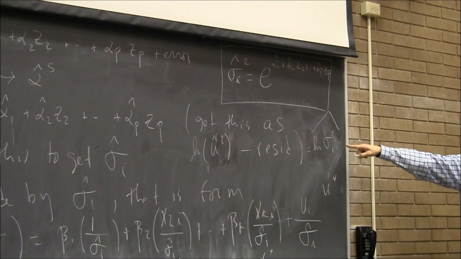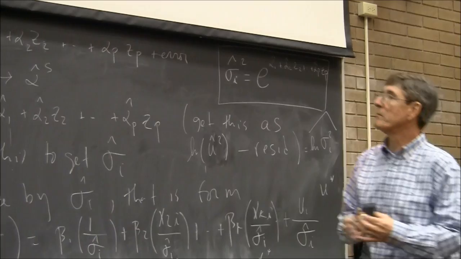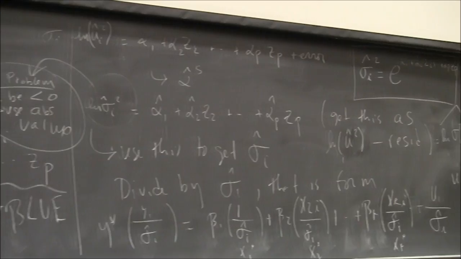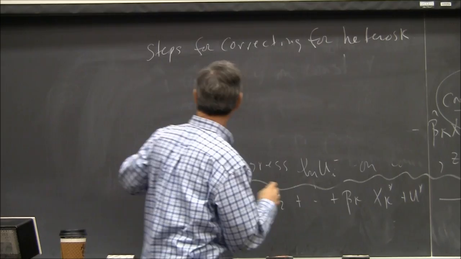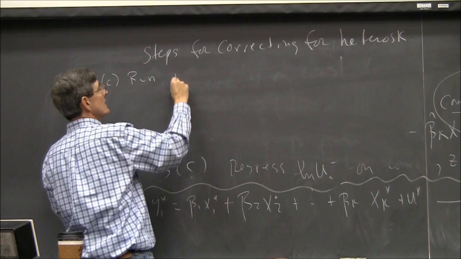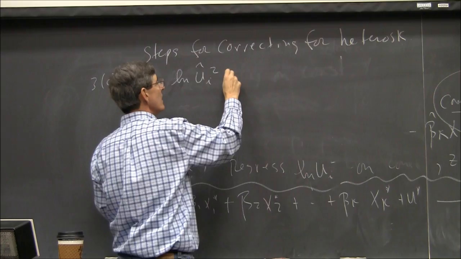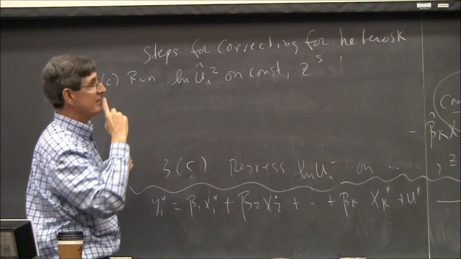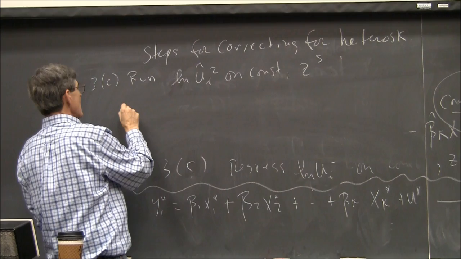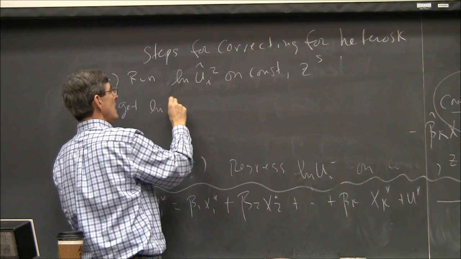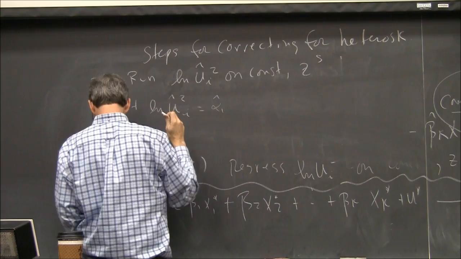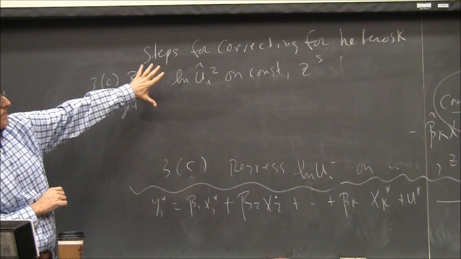All right, people, okay, I got you. We're not communicating. So stop, back up. In this step, 3C, we run log of ui hat squared on a constant and the z's. So we get the log of u hat squared I is alpha 1 hat. Let me do this one. So you run that. That's this regression right here. Run that regression.